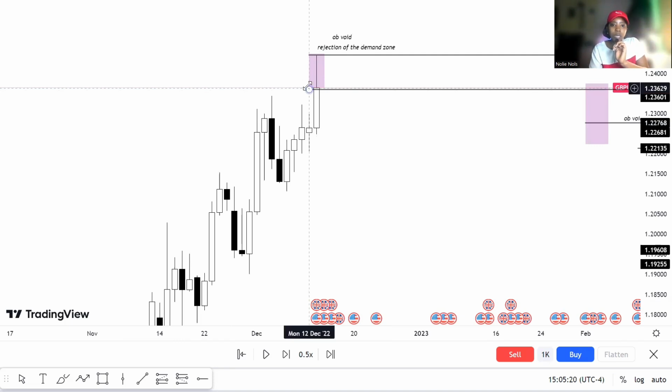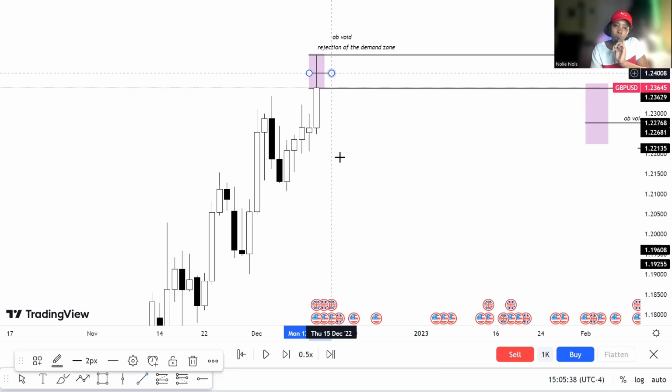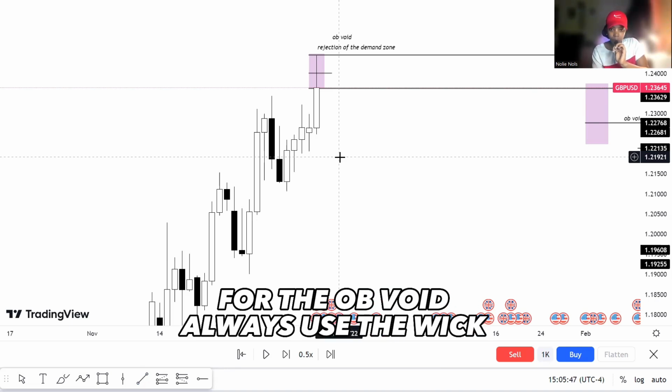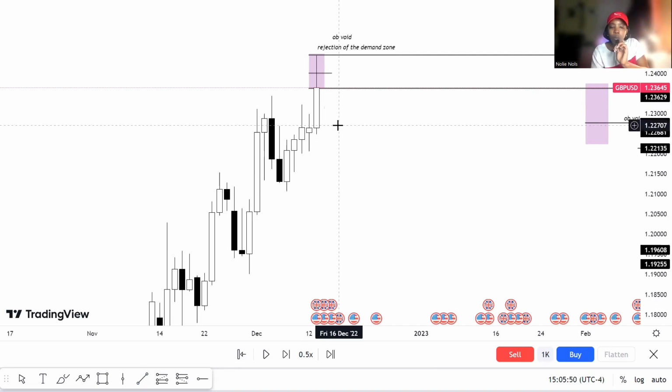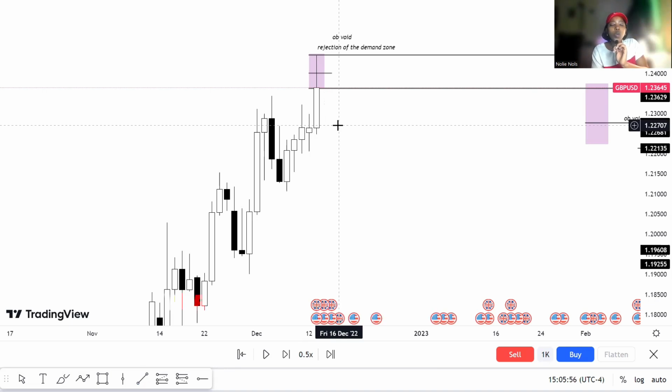So what's important about the order block void is to wait. If you were to draw your horizontal ray on the upside and the downside, which is the head and the tail, you have to wait for price to come back here to the middle of the order block void, which is the middle of the wick. So for the order block void, you always have to use the wick. Okay, nothing else. We don't use the body, we only use the wick. But it is very effective if you look for it on the daily time frame, not on the 5 minute. In the 5 minutes, you're looking for an entry.